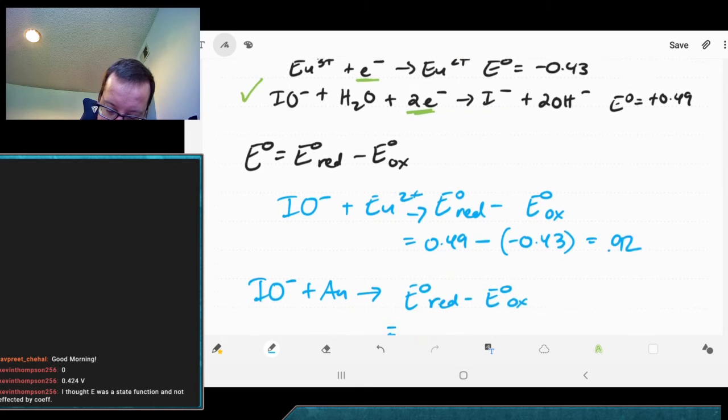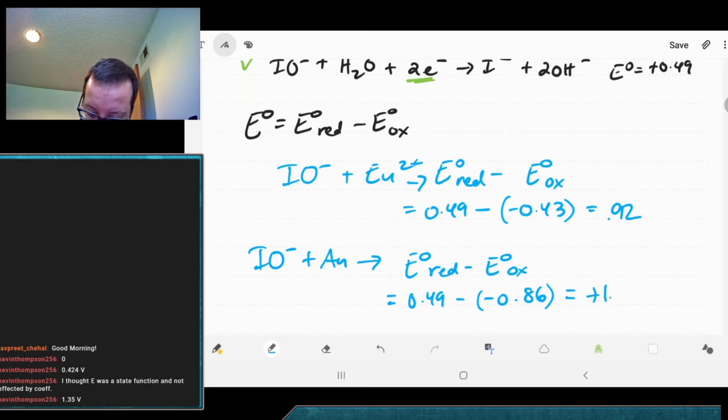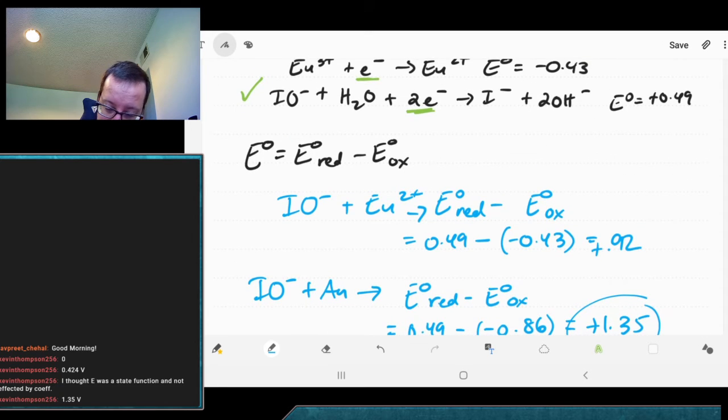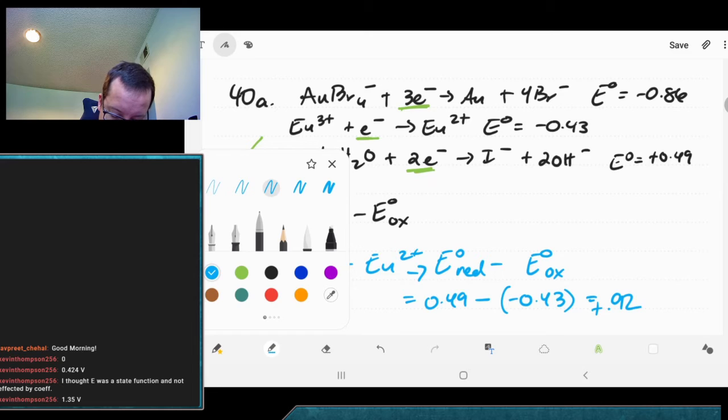Where is that? 0.86. Okay, so we have 0.49 minus negative 0.86. That'll give us a higher cell potential. And so this one will be the plus 1.35. So that's the higher potential there. So if we do want to combine these reactions, though, that's when we're going to have to balance them correctly. So indeed, we do not need to multiply your E by the number of electrons. That's absolutely true.